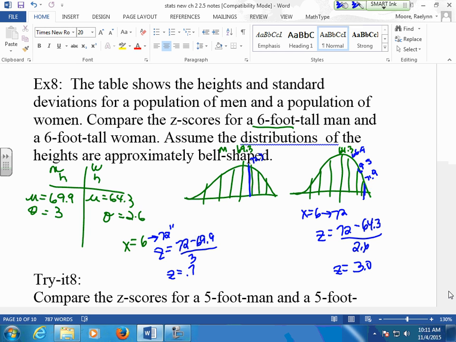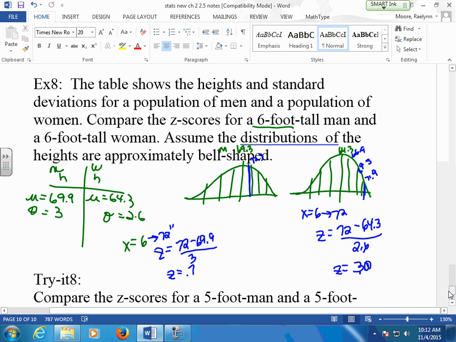Okay. Now you can compare their z-scores. Guys, seriously, you can compare their z-scores. Look at the interpretation. This is the most important part. The z-score for a 6-foot man, when we noticed it, was within 1 standard deviation of its mean. Meaning, most of your scores fall within plus or minus 1. He's a typical height for a male.